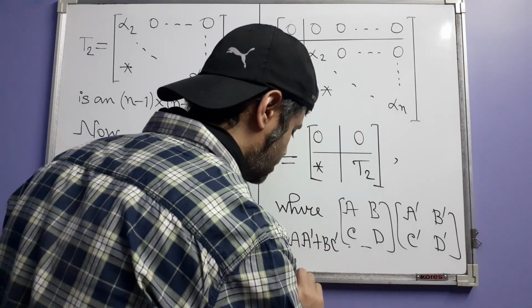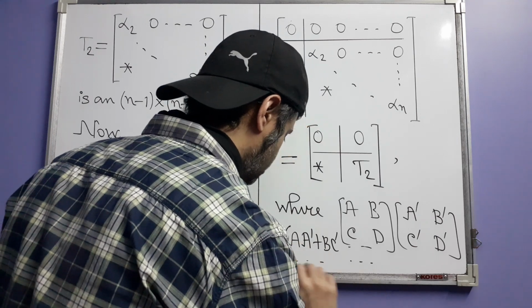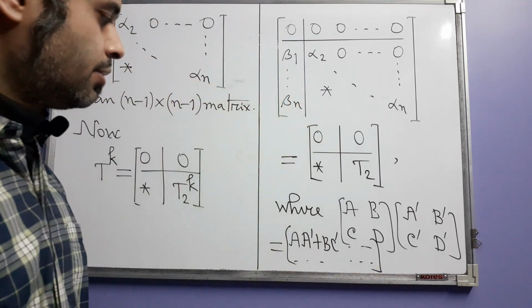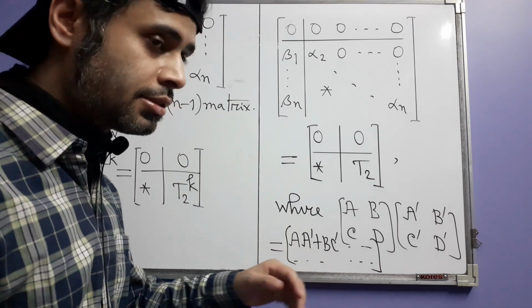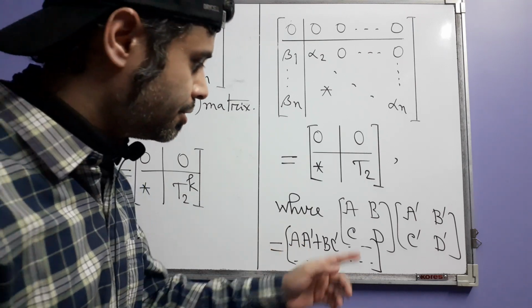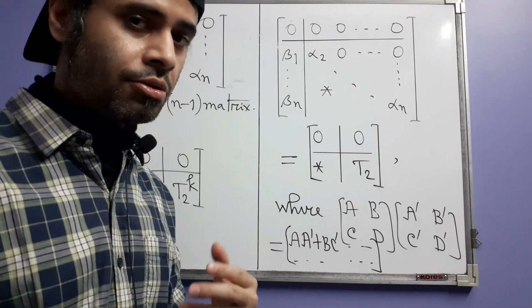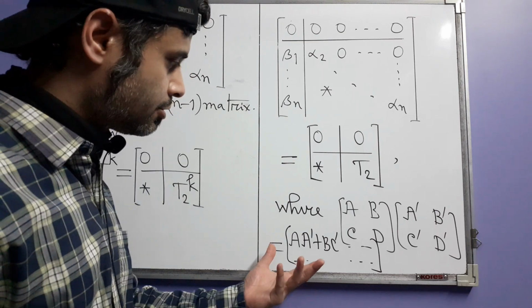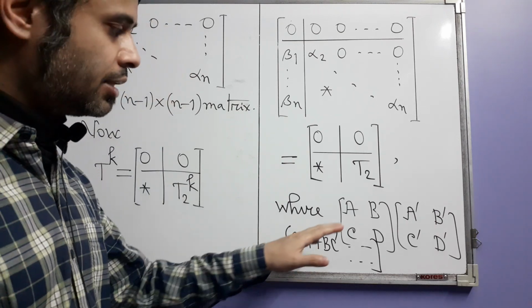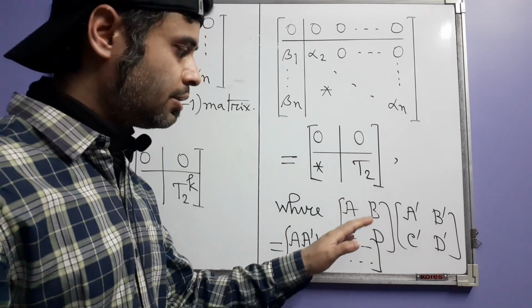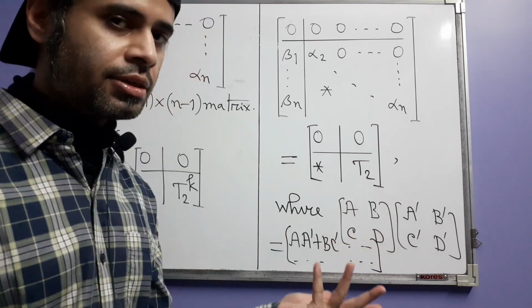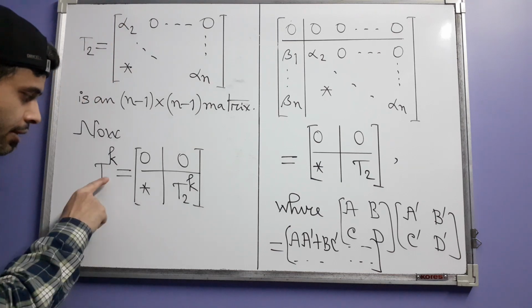And the other entries also follow that rule. Here the product of A and A prime is matrix multiplication because A and A prime are also matrices. So that is the advantage you have when you can divide a matrix into block form and then multiplication is possible. That's how this is coming.